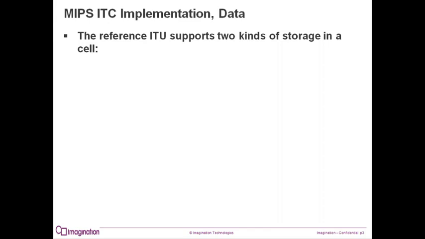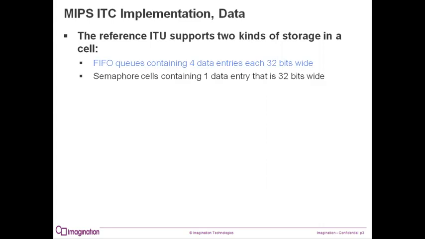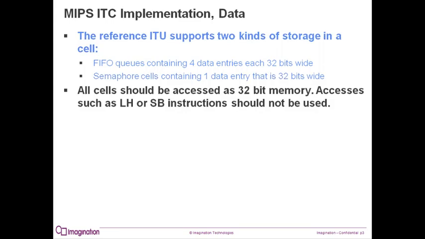The ITC block is grouped into elements called cells. Two kinds of cells are supported. A FIFO cell that contains 4 32-bit entries and a semaphore cell that contains 1 entry. All cells can only be accessed by whole words. In other words, you can do a 32-bit load or store to a cell location.